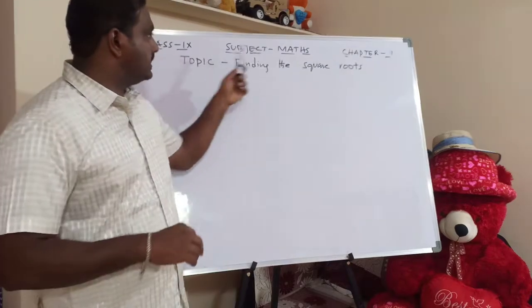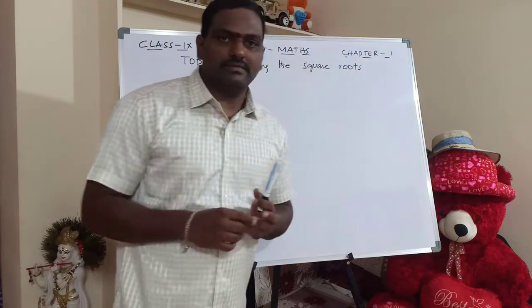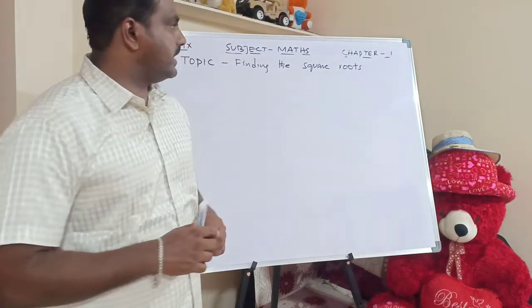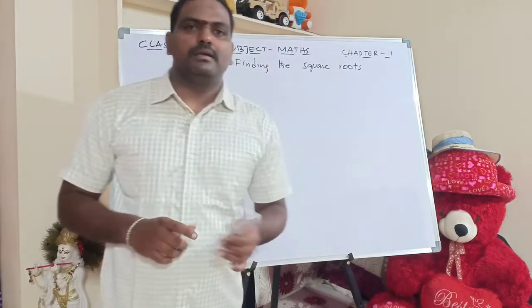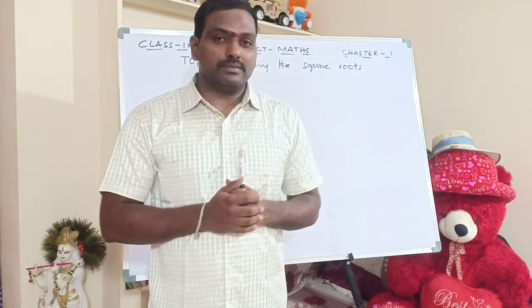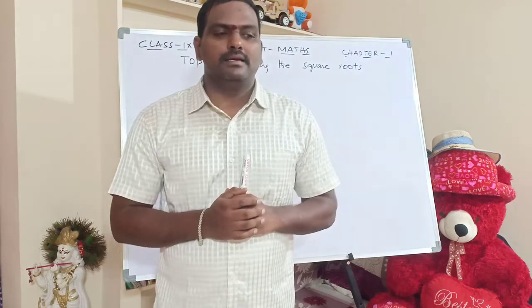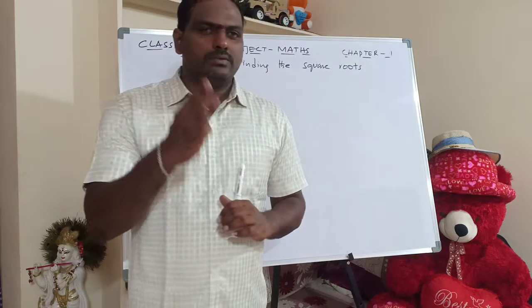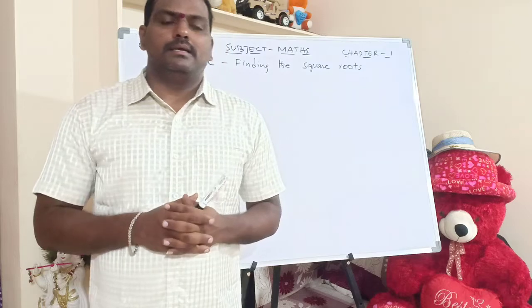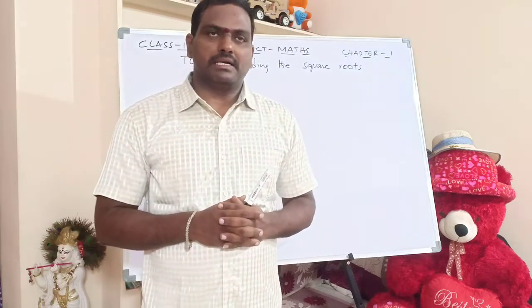So, class 9, subject mathematics, chapter 1. We are in the first chapter and we are discussing how to find square roots. Yesterday I explained square root of 2 and I asked you to do square root of 3. Maximum only 2 or 3 students did the sum correctly, and all the remaining students did not do it correctly.